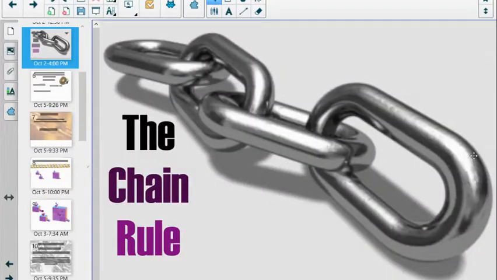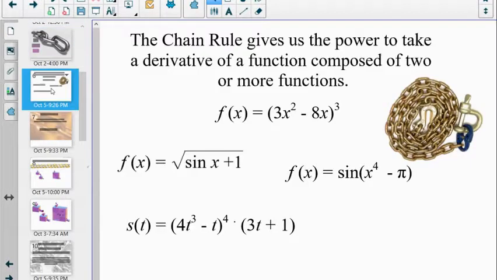Okay, so the chain rule. The chain rule is going to give us the ability to take derivatives of compositions of functions. On your screen right now, you see a whole bunch of different levels of complexity to these functions. We know how to take the derivative of something cubed, would just be 3 times the something squared. You can take the derivative of 3x squared minus 8x. That's easy. That's just 6x minus 8.